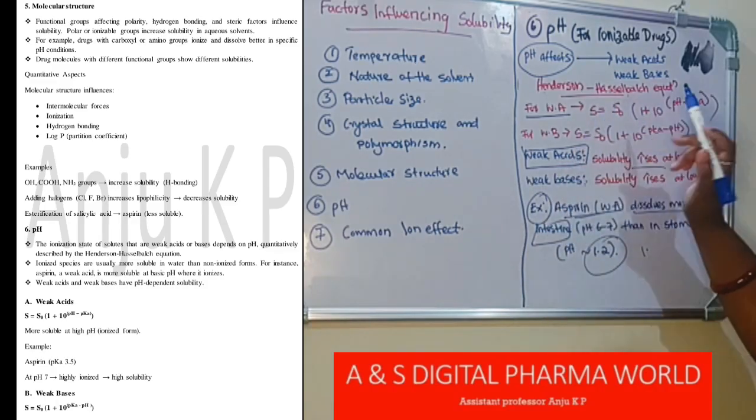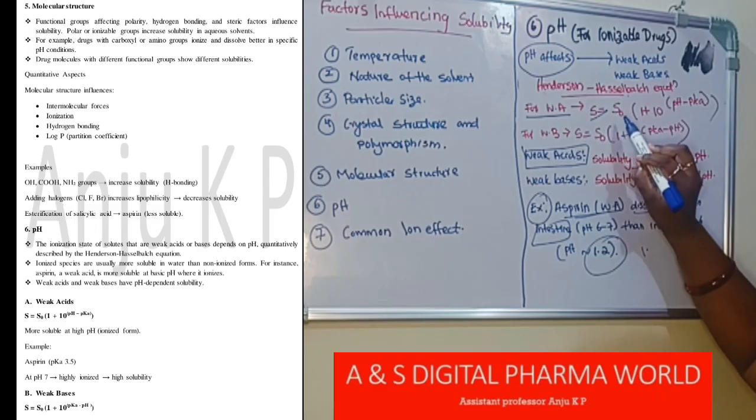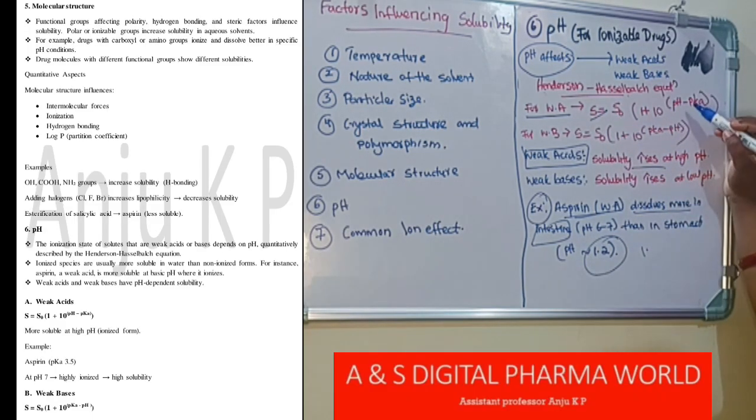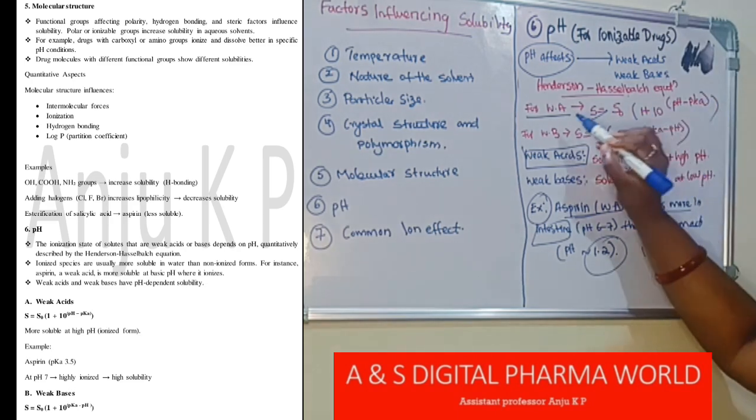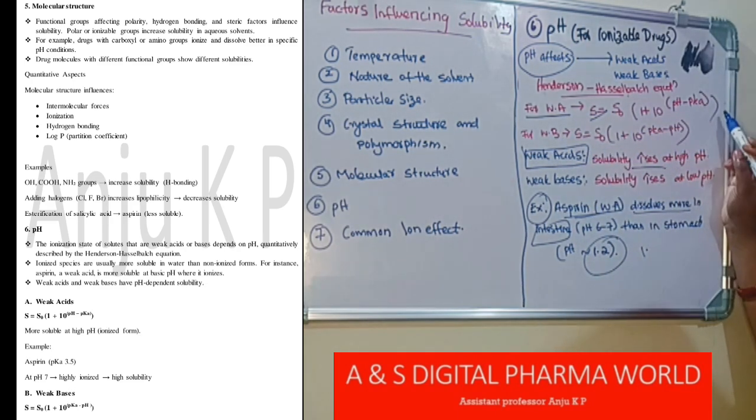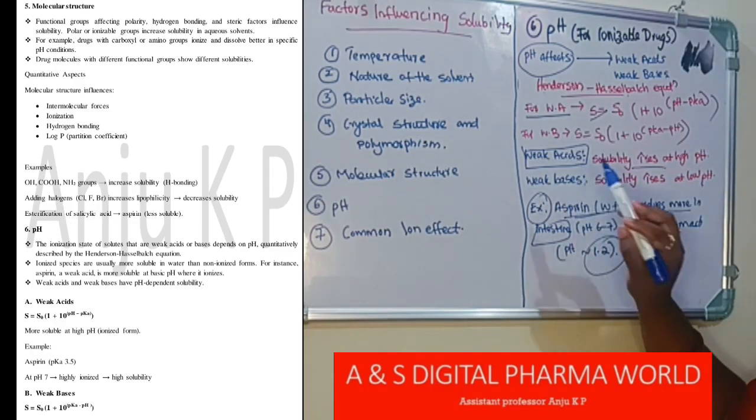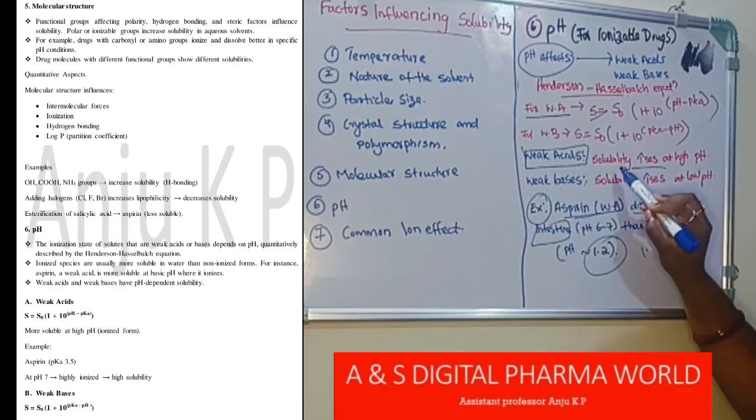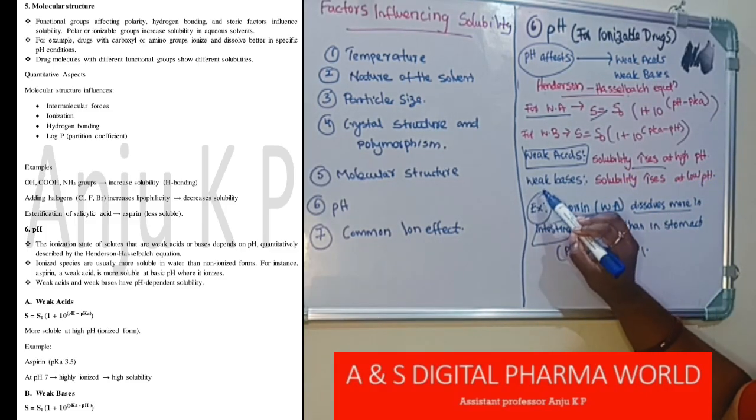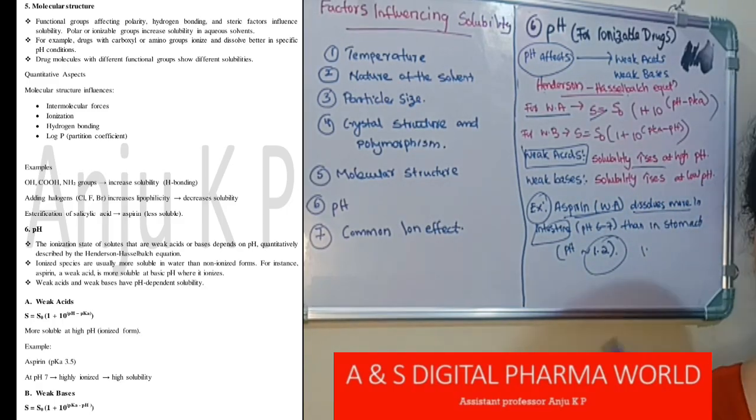Okay, so here is the technique to remember. S is equal to S naught times 1 plus 10 to the power pH minus pKa in the case of weak acid. But in the case of weak bases, it is pKa minus pH. Then you have to remember this point: in the case of weak acids, solubility increases at higher pH. In weak bases, solubility increases only at low pH. Okay, I hope you understood.